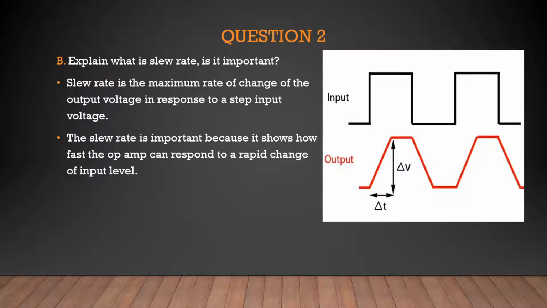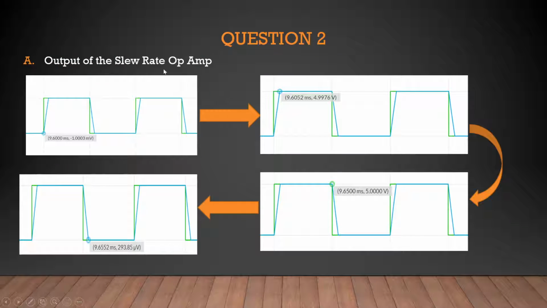Next, what is a slew rate? Slew rate is the maximum rate of change of the output voltage. Rate of change means it has something to do with time. So voltage and time, this is the slew rate: how fast the voltage can increase with time. As you can see, the slew rate for output and input should be the same value of time.